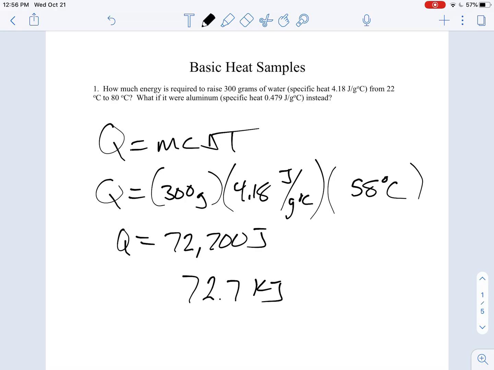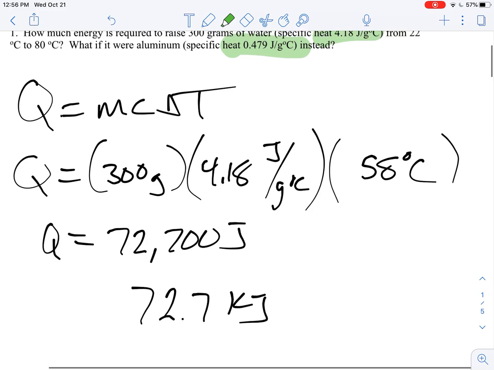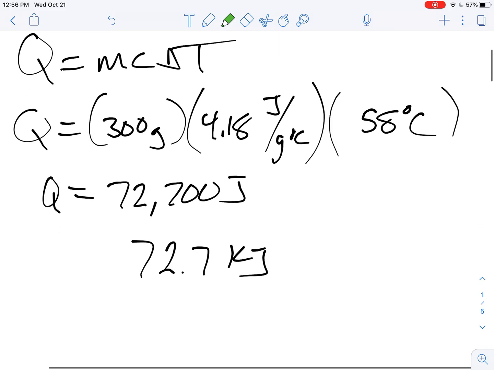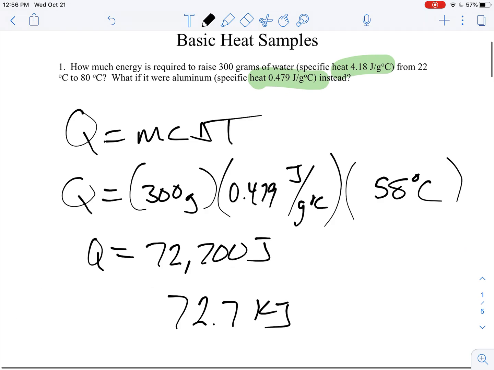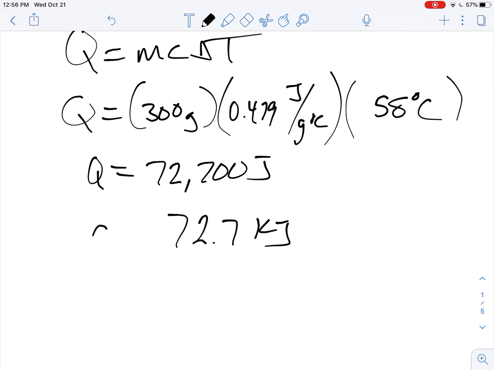Now, the second part of the question says, what if it were aluminum instead of water? Well, the only thing that is different is that aluminum has a specific heat capacity of 0.479, whereas the specific heat capacity of water is 4.18. So literally, the only thing you have to do for the second part is change that number to the 0.479 that they give you for the aluminum. Everything else is the same.